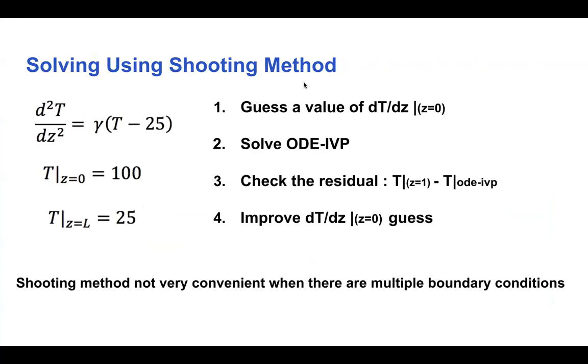Next is the shooting method. This is a trial and error kind of method. You start with an initial guess and you keep improving your guess. So that's what we do here.